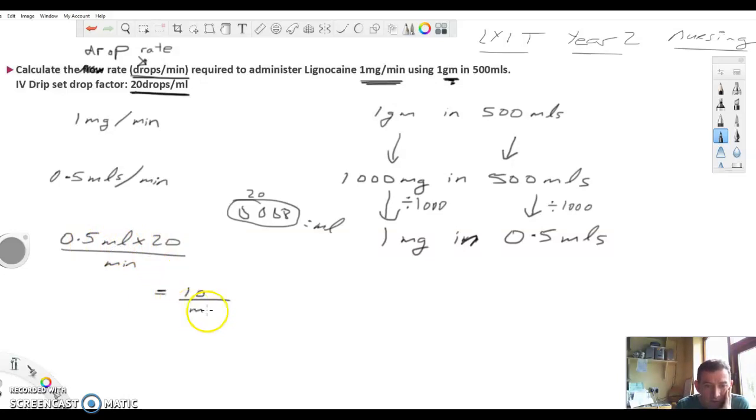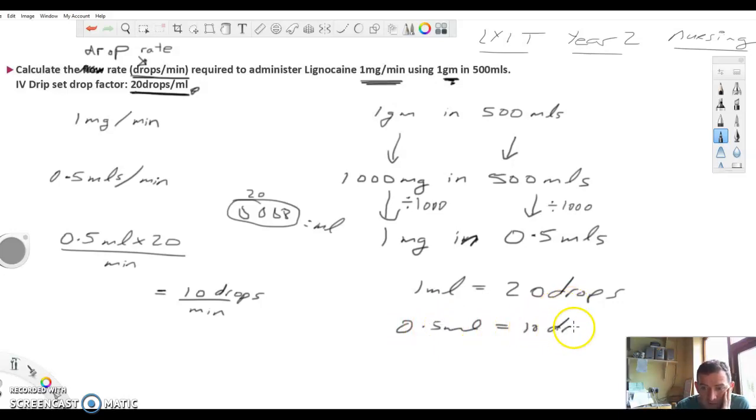10 what per minute? 10 drops, right? Because looking up here, 1 mil equals 20 drops, or 20 drops equals 1 mil. So 0.5 mil will equal half of this, 10 drops. So it's going to be 10 drops per minute. That's the drop rate required. That there is our answer, 10 drops per minute.